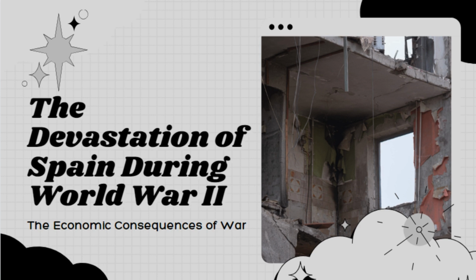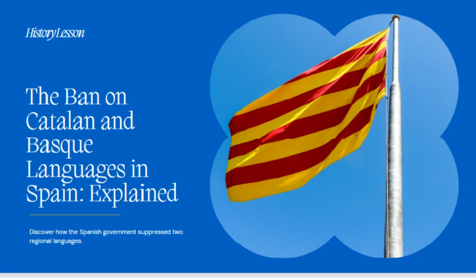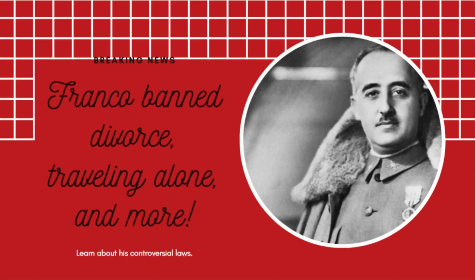During this time, Franco pursued frugal policies to combat hunger and restore the devastation of the war. He then banned Catalan and Basque languages spoken in the country besides Spanish. Additionally, in accordance with the guidelines, he imposed bans on divorce, women traveling alone, inheriting and opening bank accounts.